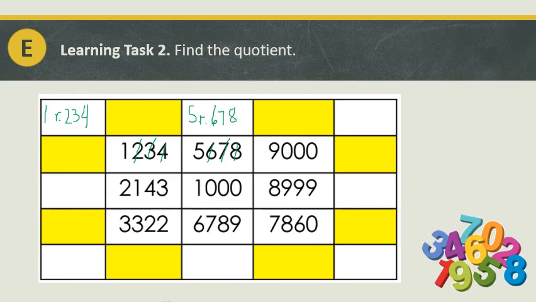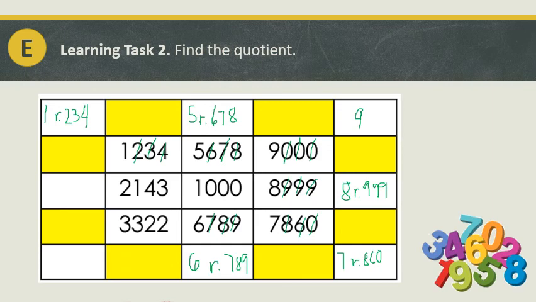The 9,000, we remove the three zeros. Since it is only zeros, the answer is just 9. Then 8,999. We remove three, so it becomes 8, remainder 999. Then 7,860, remove three again. It becomes 7, remainder 860. And 6,789, remove the three again. So it becomes 6, remainder 789.